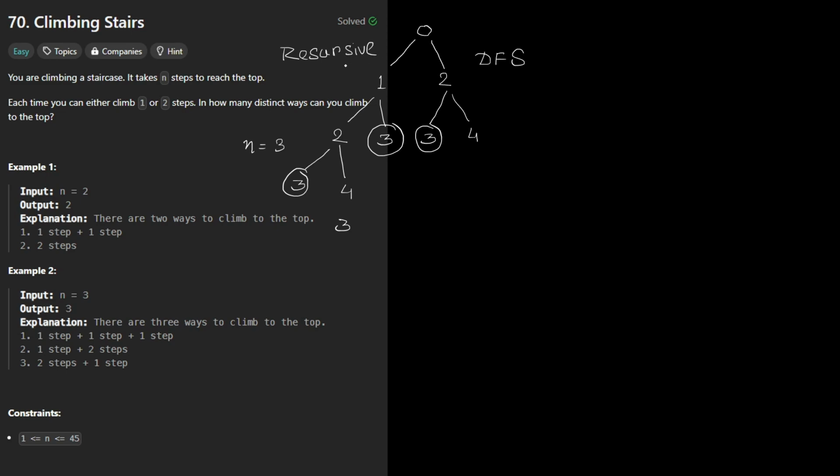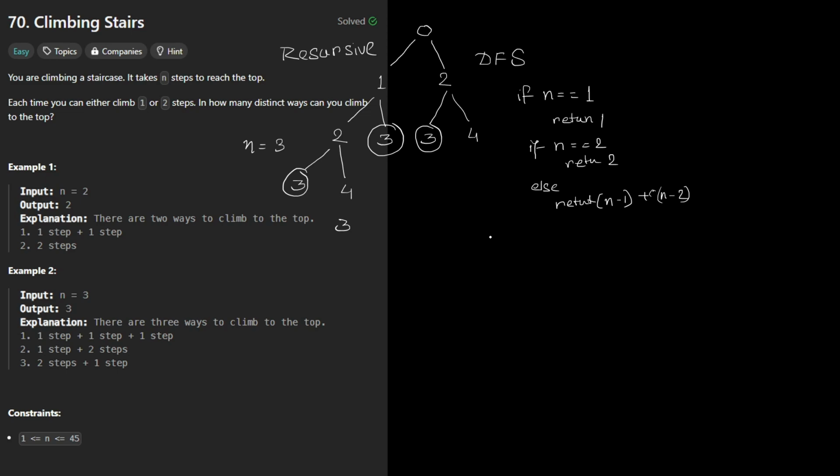So here, what are the two base cases that we're going to have? Our base case is if n equal to 1, we are going to return 1. If n equal to 2, return 2. Else, return n minus 1 plus n minus 2, and let's see the function value.